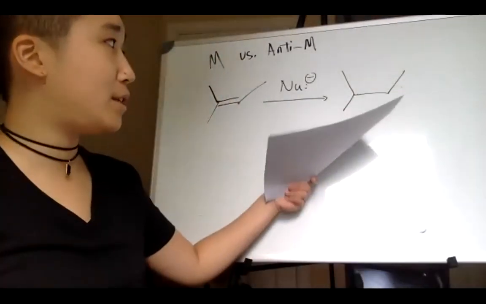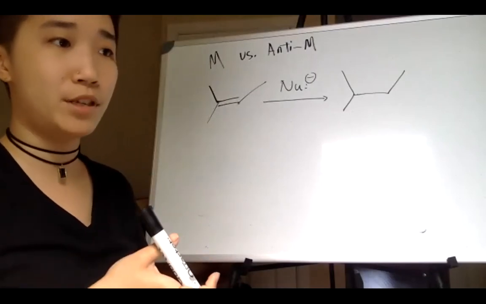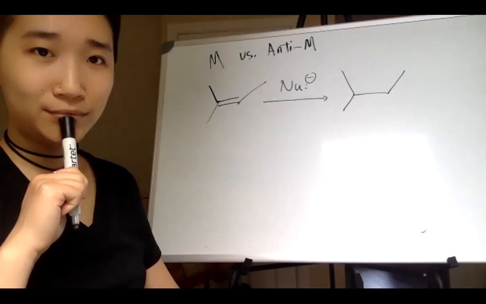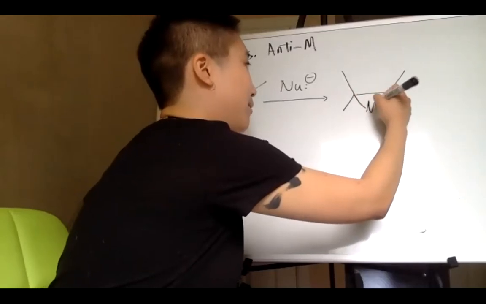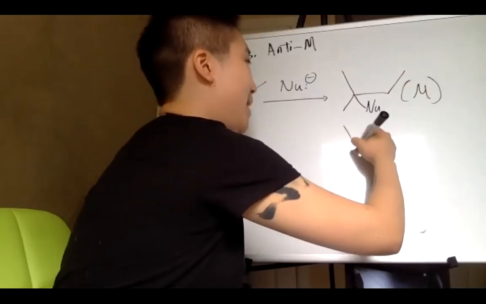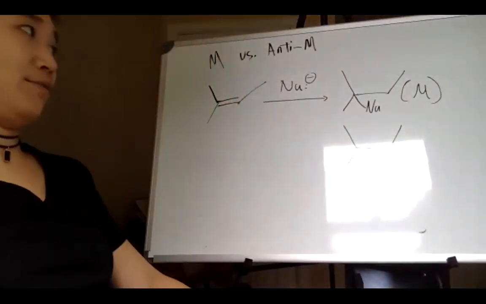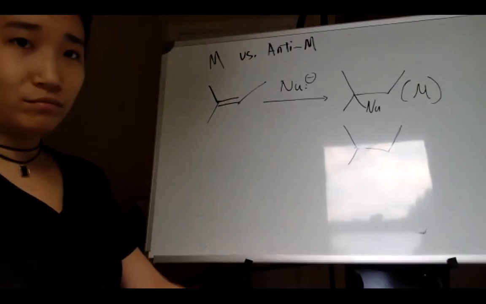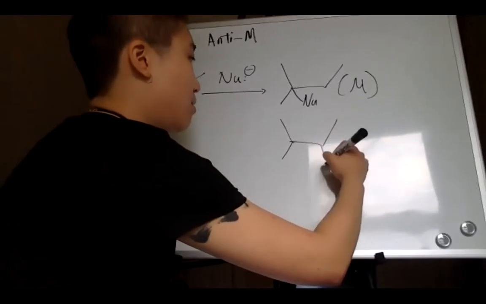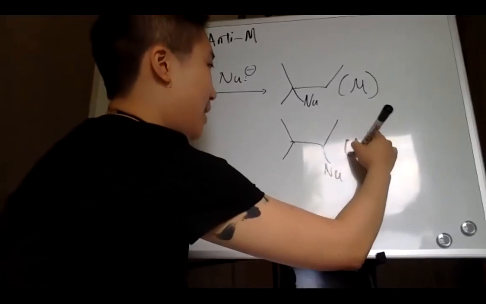Is it on the more substituted carbon or the less substituted carbon? The more substituted carbon. Good. So I'm going to draw my nucleophile right here. This is Markovnikov. What about anti-Markovnikov? Where do I draw my nucleophile? The less substituted carbon. So on the other, that's anti-M.